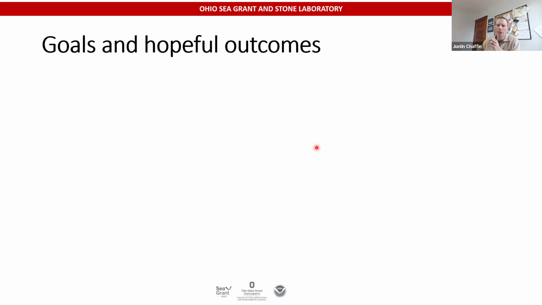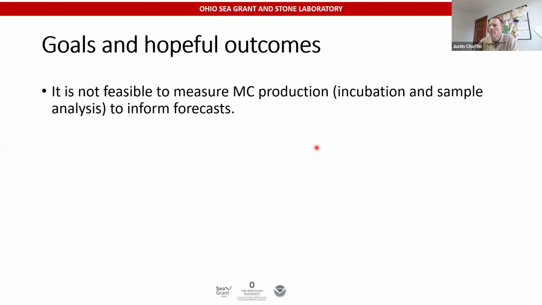So the goals and outcomes of this. We know that it's not feasible to measure microcystin production rates to form an operational forecast. When we're monitoring these production rates, we have to collect the water, incubate it for 3 days, and analyze those samples. That can take some time. By the time that process has completed, the forecast has come and gone, right? If we collect samples on Monday and we want to forecast concentrations on Tuesday or Wednesday, we're not getting our production rate data until after Thursday or Friday. So we're behind on that.